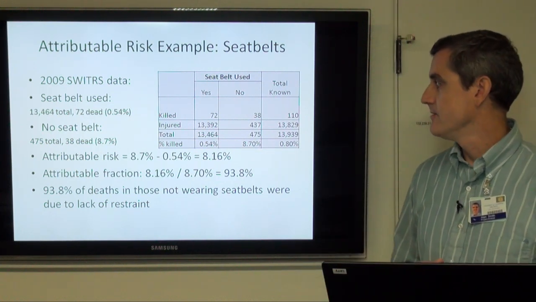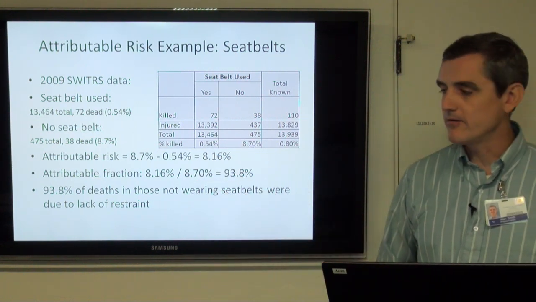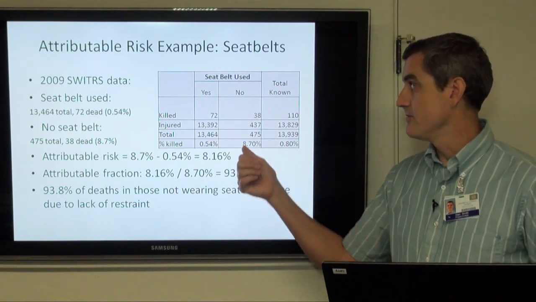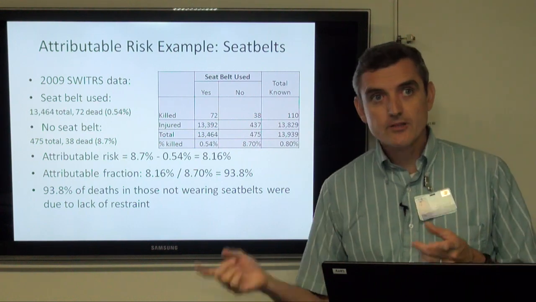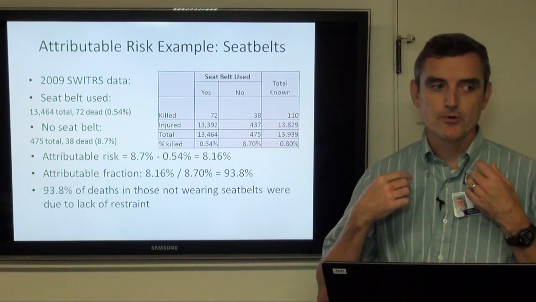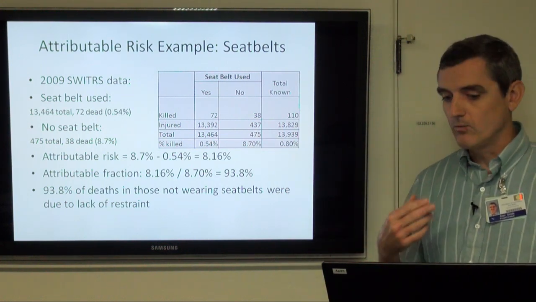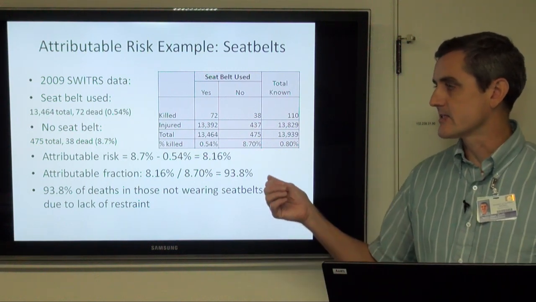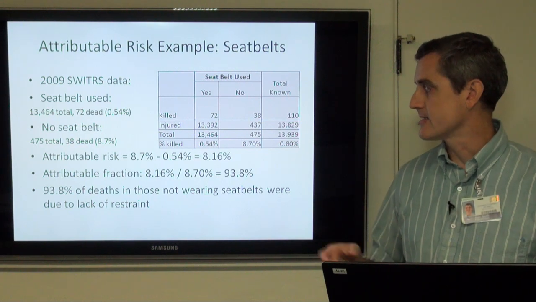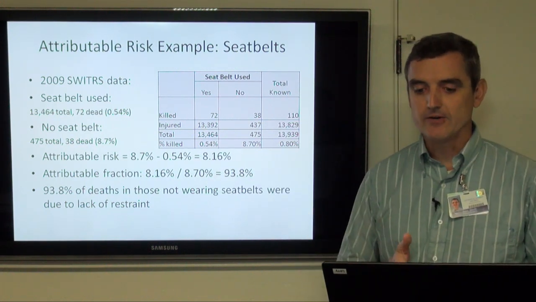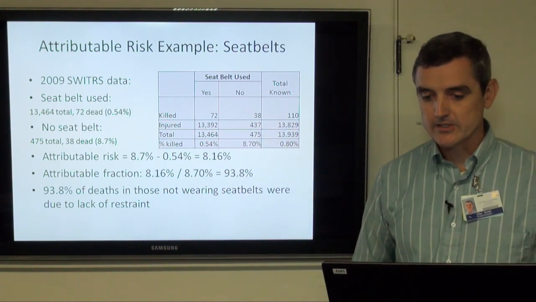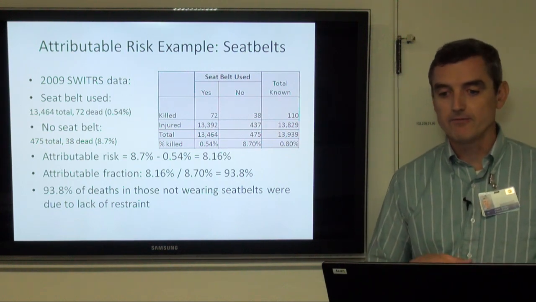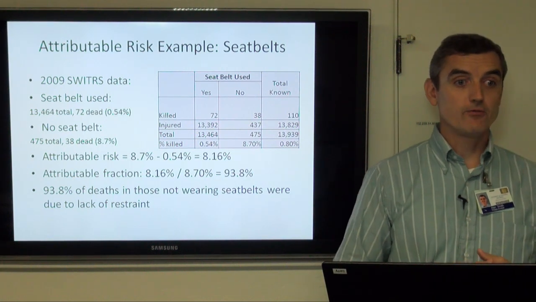So the attributable risk there is that 8.7 minus the 0.54 that we saw in those that were actually using safety restraints, for an attributable risk of 8.16% attributed to not wearing a seatbelt. There's another measure called the attributable fraction, where you can say the percentage of those who died in the exposed group that was due to the exposure. That's where we take the attributable risk and divide it by the total risk in the exposed group. So in this case, that's the attributable risk we calculated, 8.16%, divided by the 8.7%, which is the risk of death among those who didn't wear a seatbelt. And we get almost 94%, meaning that 94% of those deaths in people who were not wearing seatbelts could have been avoided if they had just worn a seatbelt.